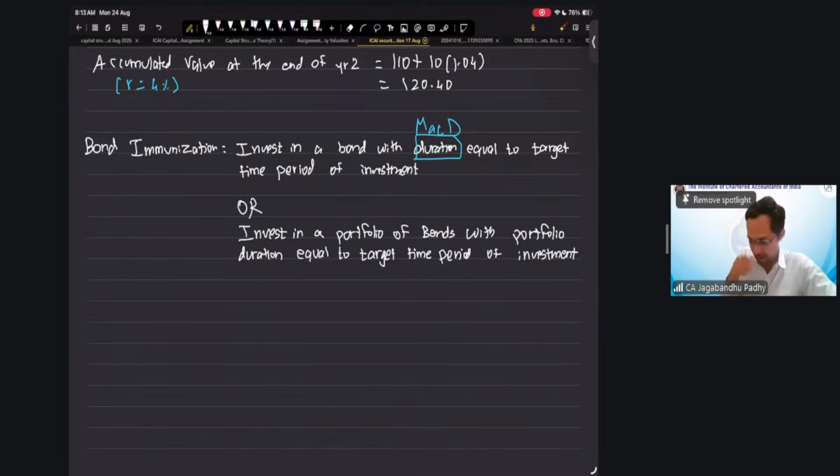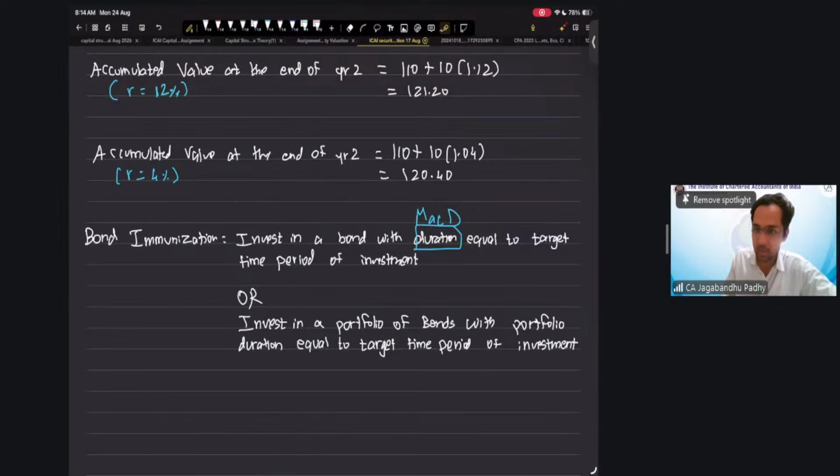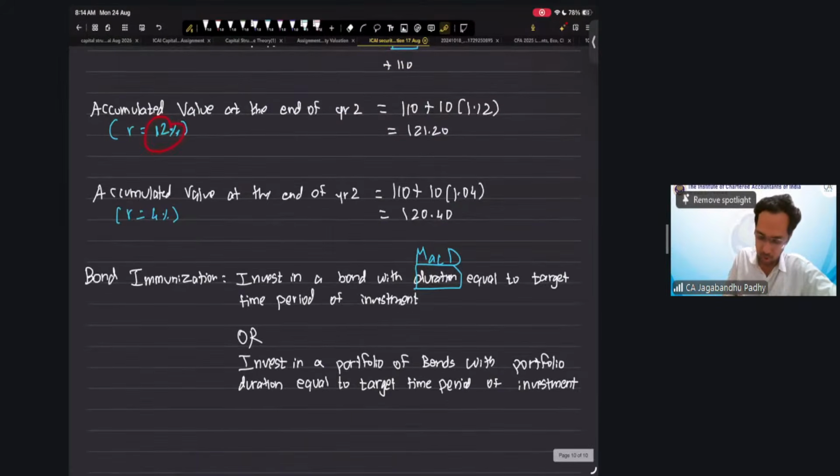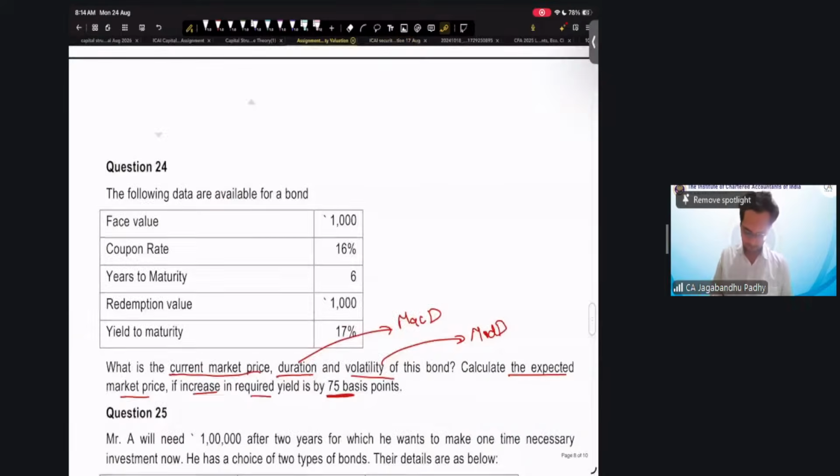Let's try to understand with the help of an example how this strategy is going to help us have certainty. Over here, do we all agree that these two numbers are not identical? Depending on the reinvestment rate, we can get a different value at maturity. Now we are looking at a strategy which will give us exactly the same value at the time of maturity, whether the reinvestment rate is higher or lower.